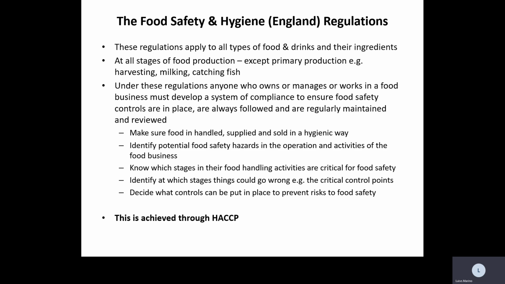It's important to make sure that food is handled, supplied and sold in a hygienic way. It identifies potential food safety hazards in the operation and activities of a food business, and knows which stages in their food handling activity are critical for food safety, and identifies at which stages things could go wrong. So these are the important critical control points, and these have been put into place to prevent risk to food safety. This is all achieved through HACCP. It's mandatory for every food organisation to have HACCP flow diagrams and guidelines identifying where the critical control points are.